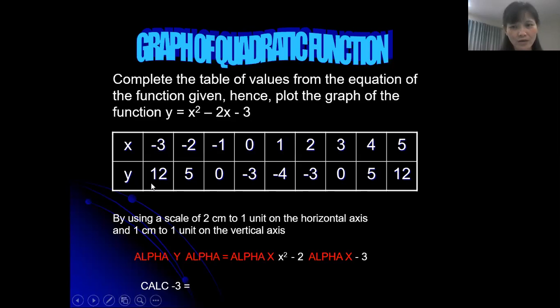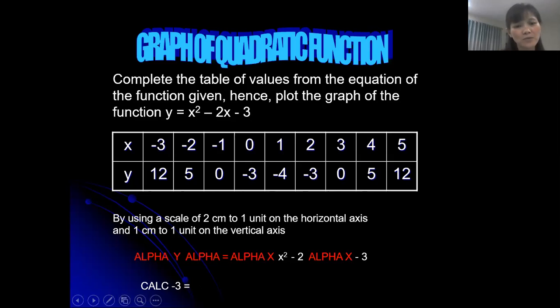Okay, now, so you may use your calculator by pressing the pink color button. We key in the equation here. You just press the button alpha y, alpha equals, alpha x. Press the button x squared minus 2 alpha x minus 3. Then we want to calculate the value for negative 3. It means that when x equals negative 3, what is the value for y? So for the calculator, you will get the answer 12.